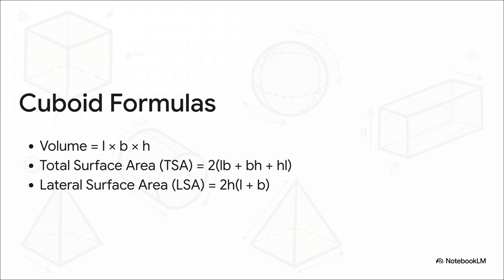Easy. Total surface area, the TSA, looks a bit more complicated, but it's not. It's just 2 times the sum of the areas of all the pairs of faces. And just like with the cube, the lateral surface area, or LSA, is just the area of the 4 walls, perfect for figuring out how much wallpaper you need for a room.